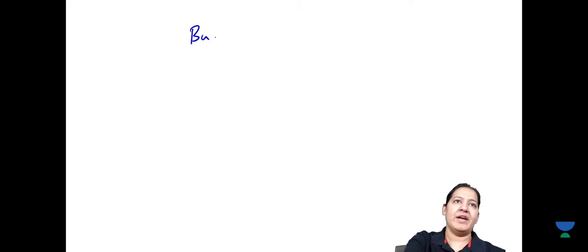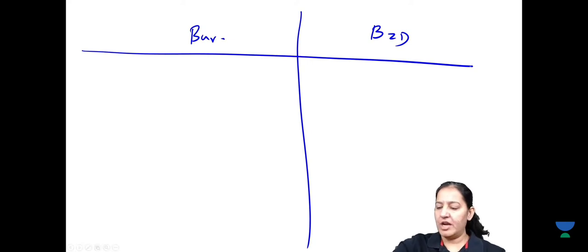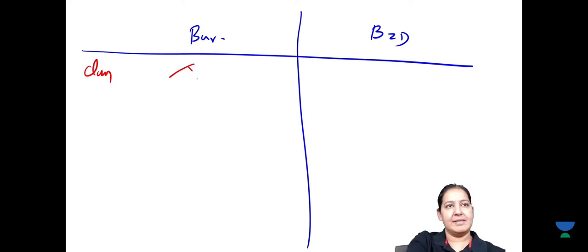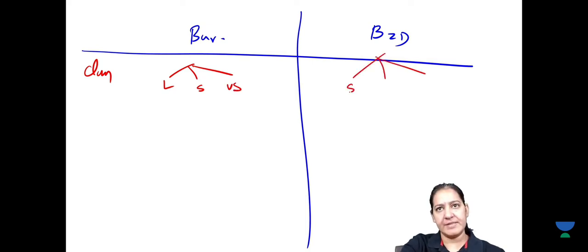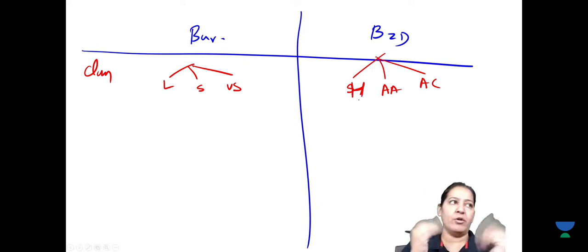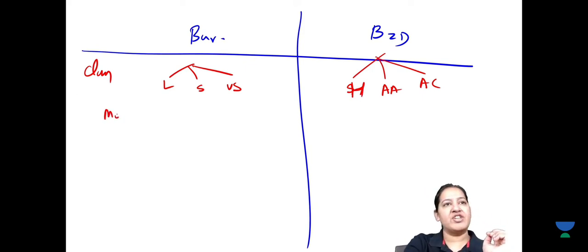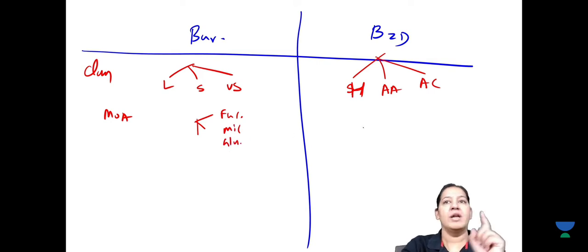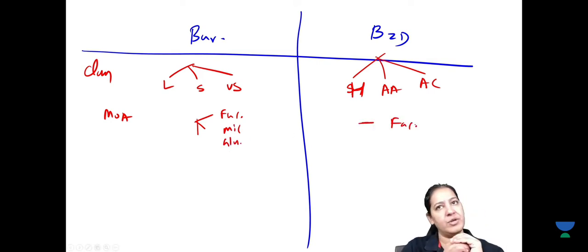What are barbiturates? What are benzodiazepines? You tell me the classification of both. Here: long acting, short acting, ultra short acting. Here the three classes are sedatives or hypnotics, anti-anxiety, and anti-convulsants. I'm not saying the drugs inside them. Tell me the mechanism of action of both. Here there are two or three actions: GABA facilitatory, GABA mimicry, or glutamate inhibition. Here only one action, GABA facilitatory, not three actions.